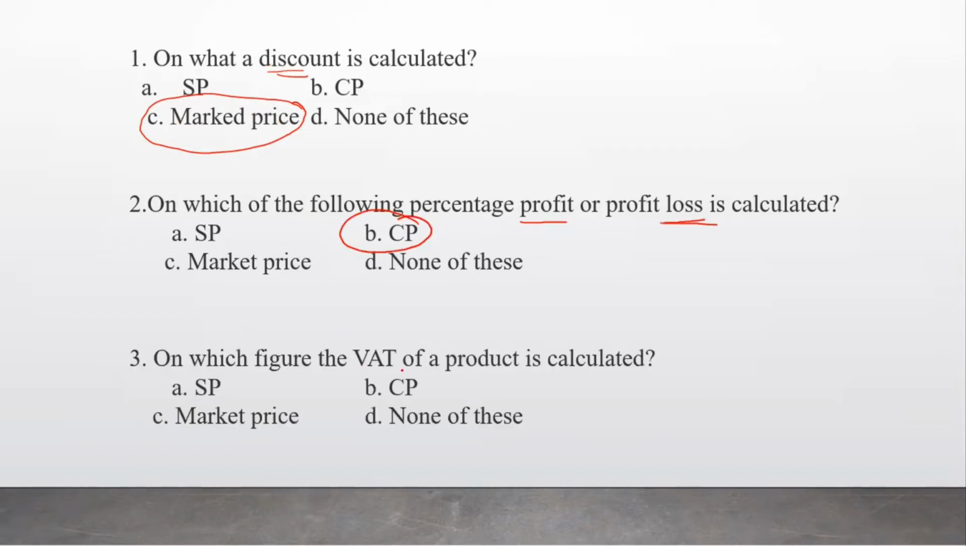On which figure is VAT of a product calculated? VAT is value added tax, and it is calculated on the marked price, which is listed on the item. After calculating the VAT, the price at which the customer buys it is called the selling price. So the VAT, value added tax, is always calculated on the marked price, also called MP.